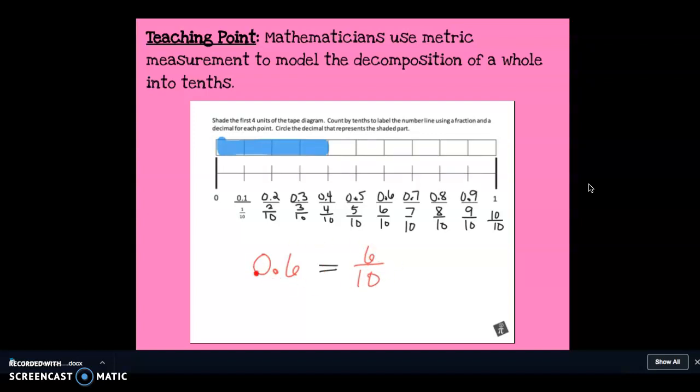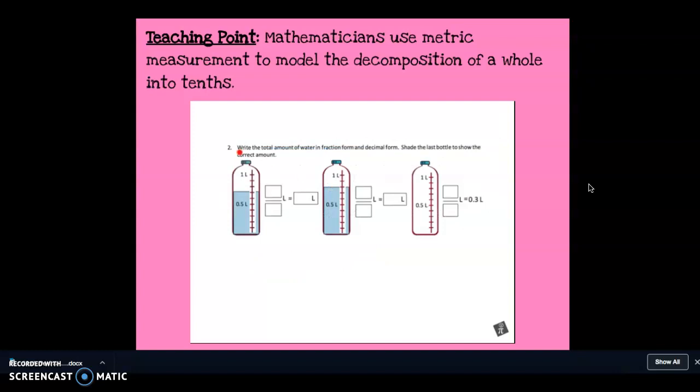So this is the kind of equivalence that we want students to immediately begin to recognize. Now, the one thing I forgot to mention is circle the decimal that represents the shaded part. So the decimal that represents the shaded part is right here. It is 0.4 or 4/10.